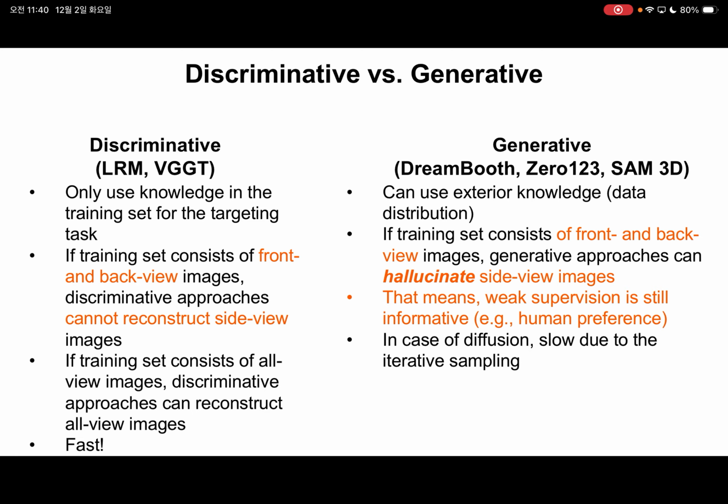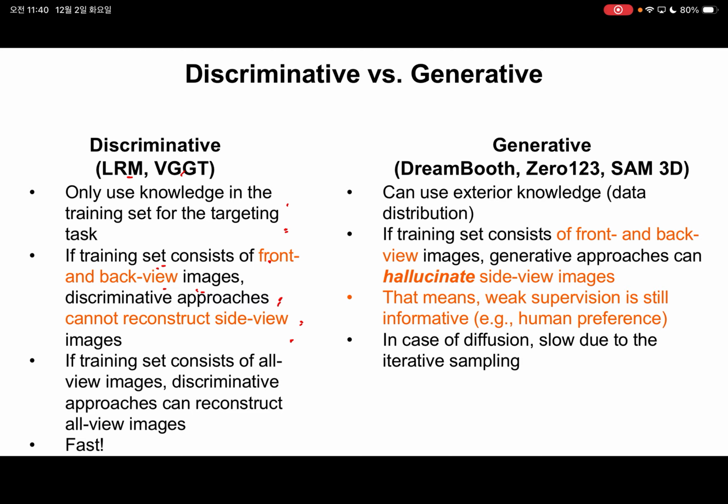So far, so let's make a summary. Discriminative approaches like LRM, VGT. We need to make a clear difference between discriminative and generative approaches. They have strong pros and cons for each approach. Discriminative approaches like LRM, VGT only use knowledge in the training set for the targeted task. This shows the example. If the training set consists of front and back view images, and there are no side view images, the discriminative approach cannot reconstruct side view images. That's true, right?